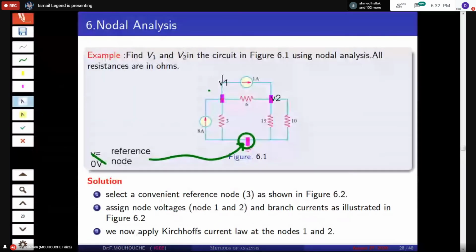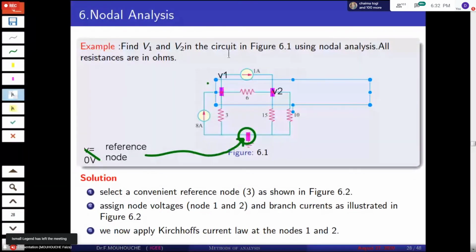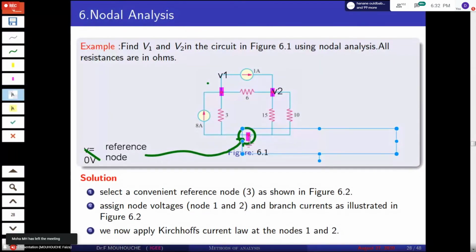As I said, we first select the node. Here we have 4 branches at the first node, which is called V1, and the second node is V2. And here we have the reference node. The example says: find V1 and V2 in the circuit in figure 6.1 using nodal analysis. All resistances are in ohms. So select a convenient reference node. Node 3, this one, is the reference. Assign node voltages at node 1 and node 2, and the branch currents as illustrated in 6.2.